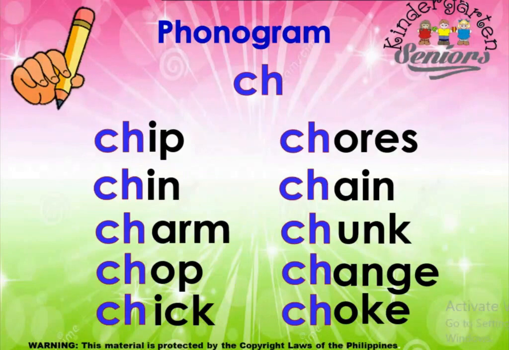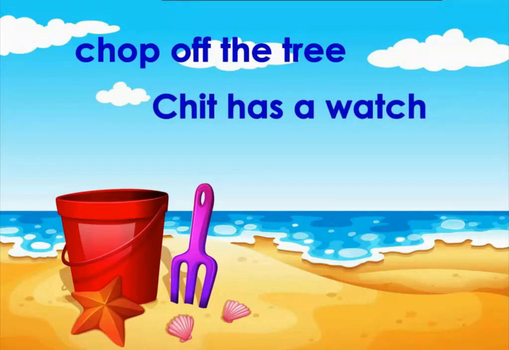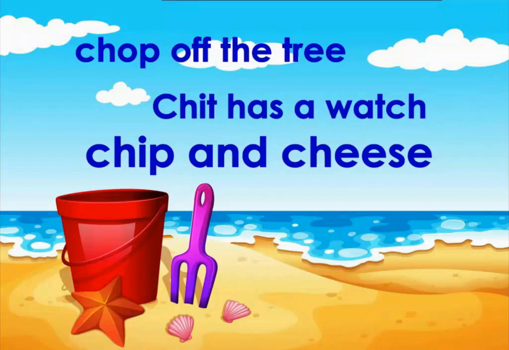Next, we have: Chop off the tree. Let us read. Chop off the tree. Next. Cheat has a watch. Read. Cheat has a watch. Okay, next. Cheap and cheese. Let us read. Cheap and cheese.